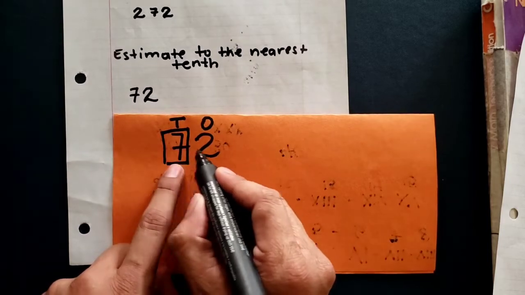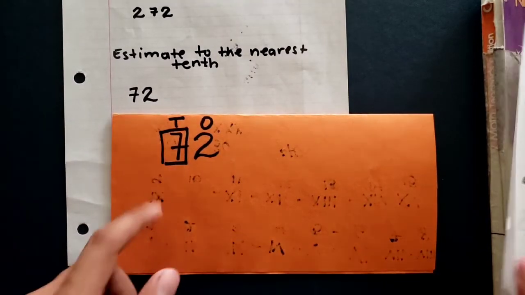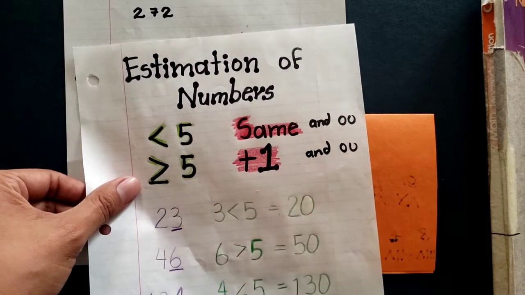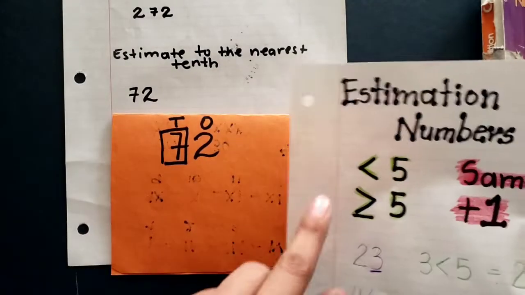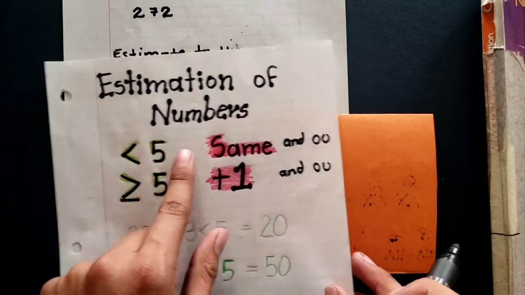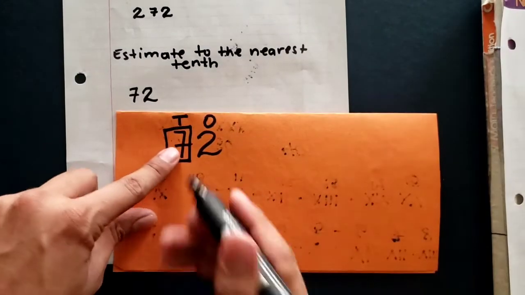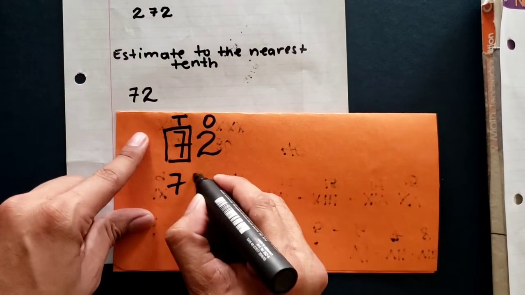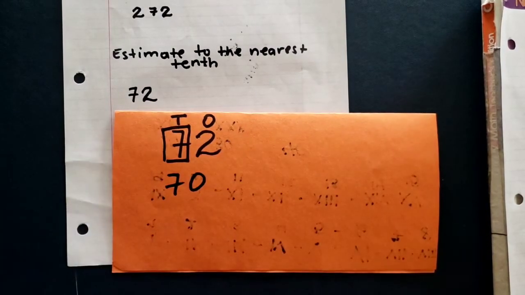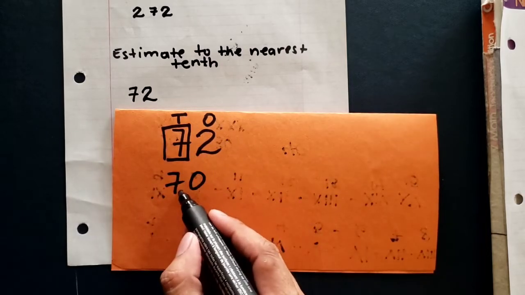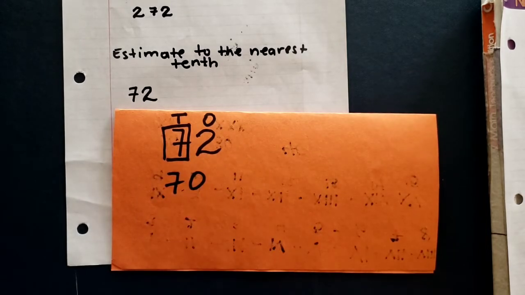I need to estimate to the nearest tenth. The number that is next to the tenth is 2. And is 2 lower than 5 or greater than 5? 2 is lower than 5, mister. So I'm going to leave it the same and add zeros. I leave the same 7 and put zeros. 72 estimated to the nearest tenth is equal to 70.